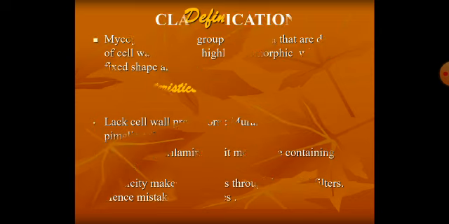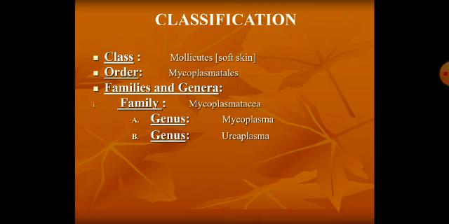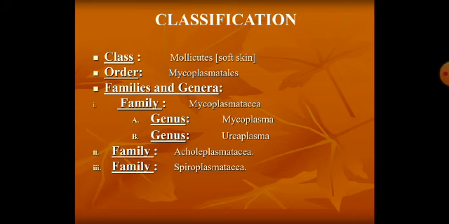but they are bacteria. Coming to the classification of mycoplasmas, they belong to the class of Mollicutes, which means having soft skin, the order Mycoplasmatales, and the family Mycoplasmataceae, which has two genera, that is Mycoplasma and Ureaplasma. The other families under the order are Entomoplasmataceae, Spiroplasmataceae, and Anaeroplasmataceae. Each of them has different characteristic features, and they are not known to cause human infections.